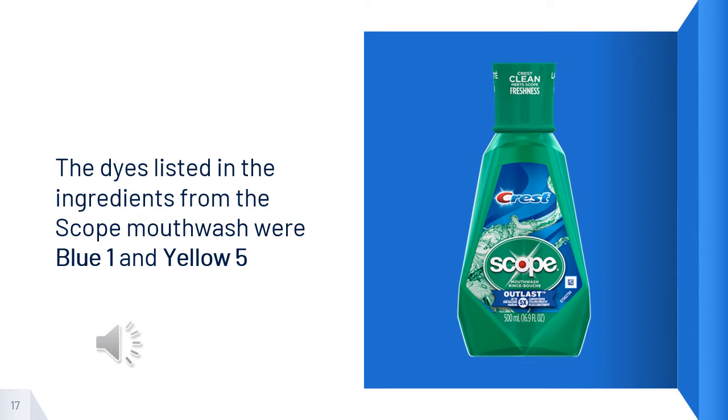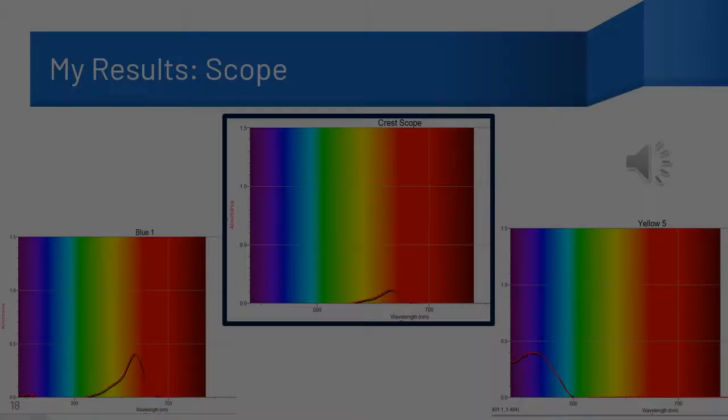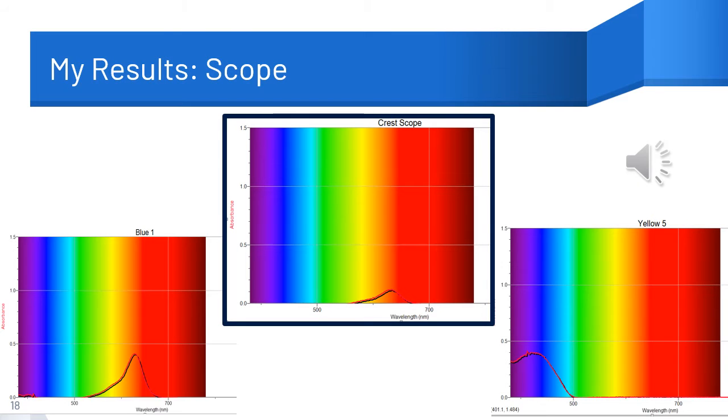So now it's time to incorporate our first mouthwash, which is the Crest Scope Outlast. The dyes listed in the ingredients on the label are blue 1 and yellow 5. After analyzing the Crest Scope absorbance spectra, I was disappointed to notice that it did not have a high peak like those of blue 1 and yellow 5.